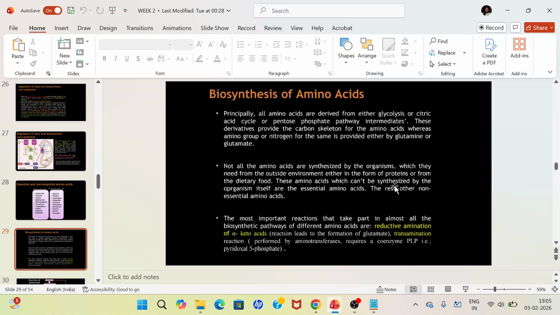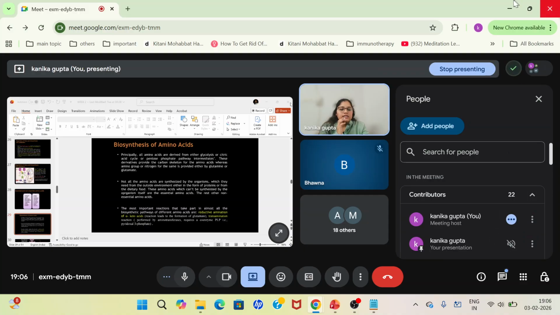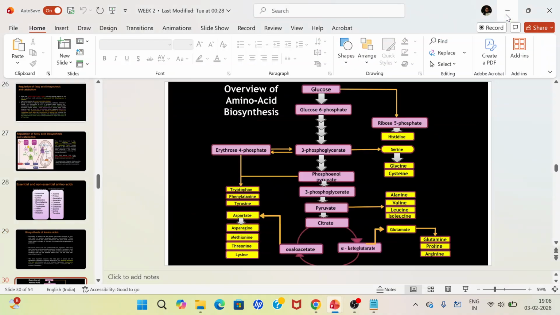So the most important reactions that take part in almost all the biosynthetic pathways of different amino acids are reductive amination of alpha keto acids, a reaction that leads to the formation of glutamate, and the transamination reaction performed by aminotransferase, which requires the cofactor PLP, that is pyridoxal 5 phosphate. So these are some of the must-have reactions in the pathway of every amino acid synthesis.